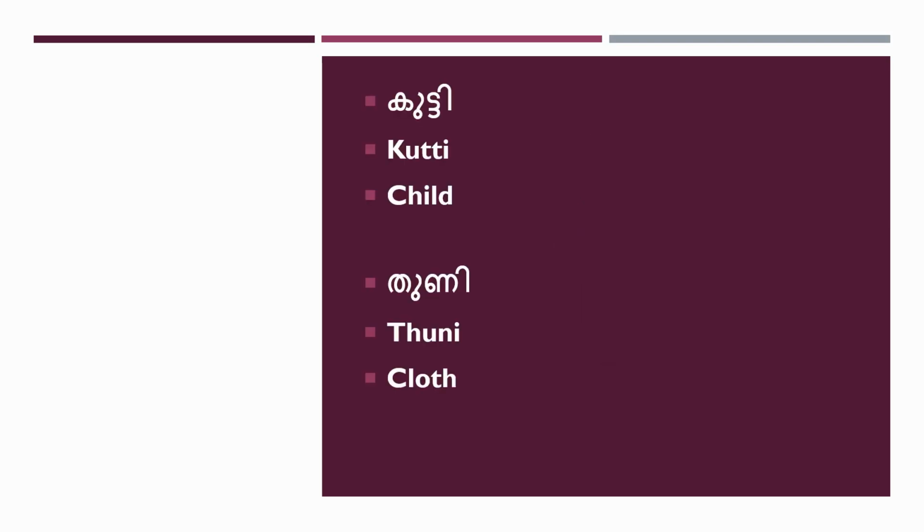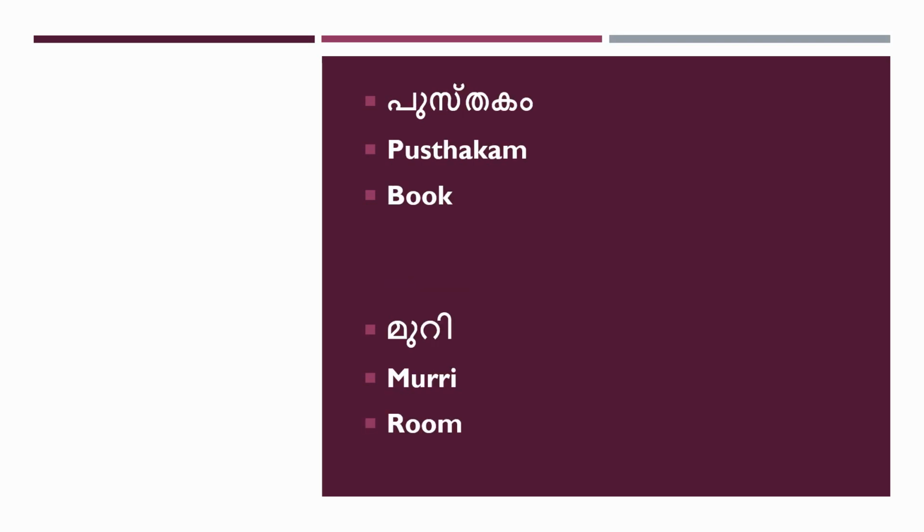First example is kutti. Kutti means child. Second example is tuni. Tuni means cloth. Pustagam means book. Muri means room.